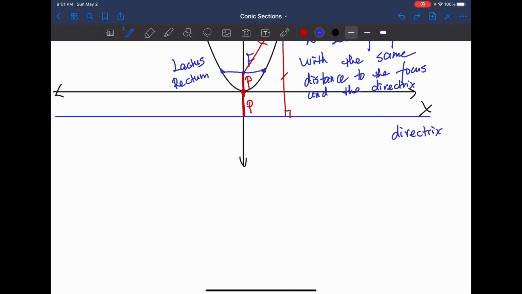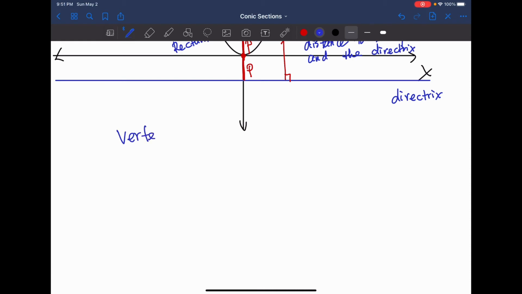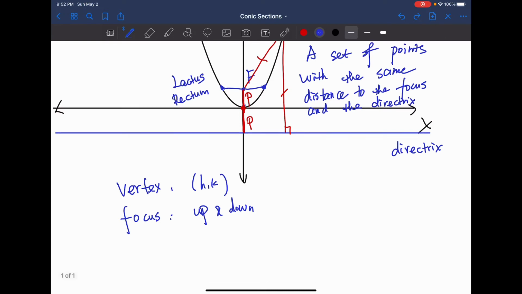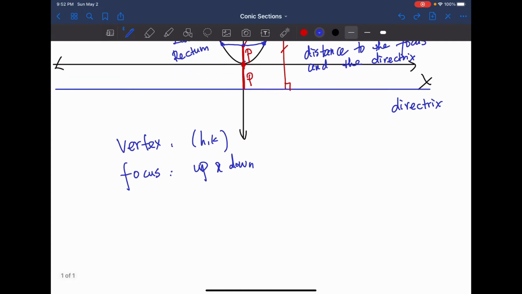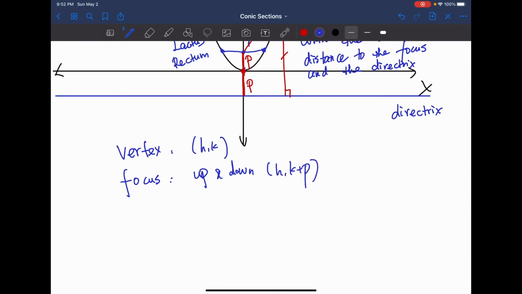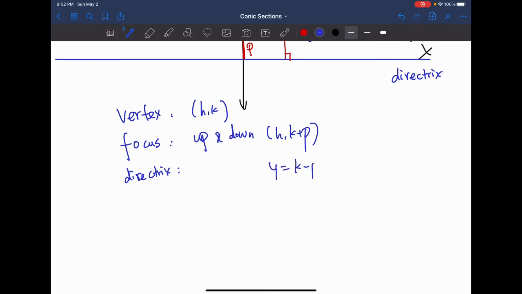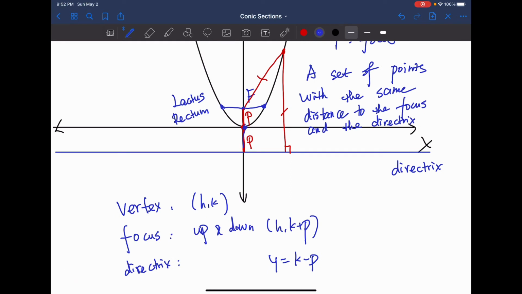If we have a parabola whose vertex is (h, k), then what are the coordinates of its focus? Let's consider if it is going up or down. Because the focus is inside the parabola and it's going up, it has a distance of p away from the vertex, so it would be (h, k plus p). And for the directrix, also for up and down, y is equal to k minus p, because it is below the vertex.